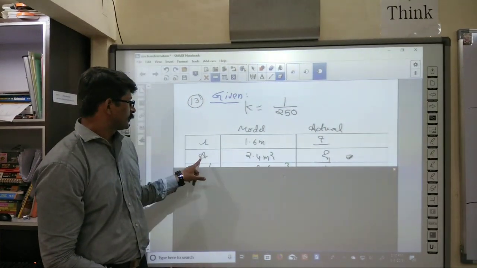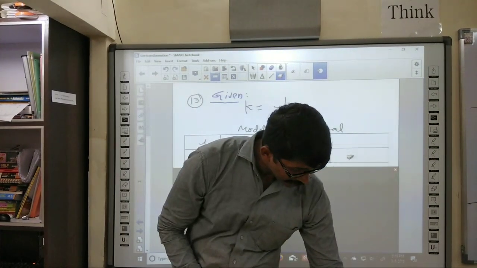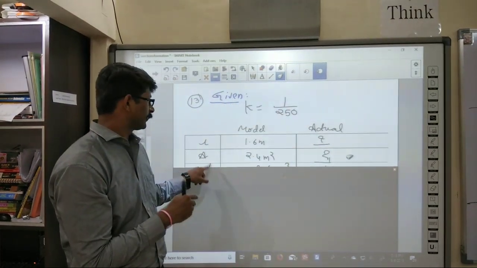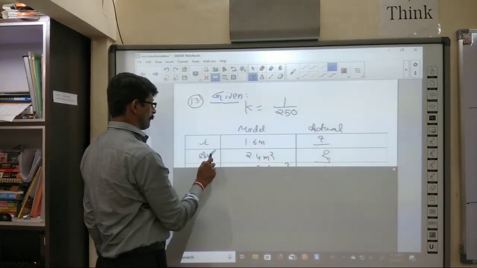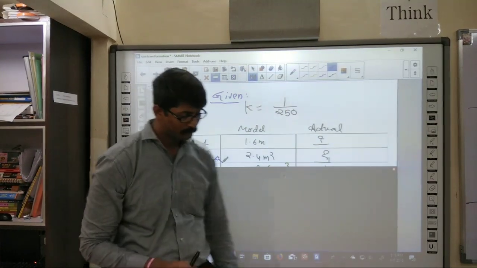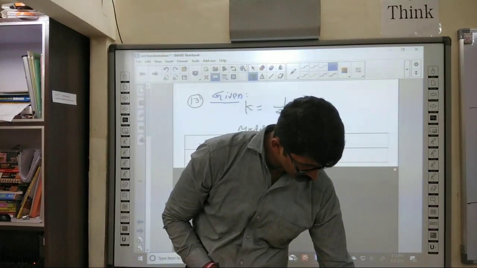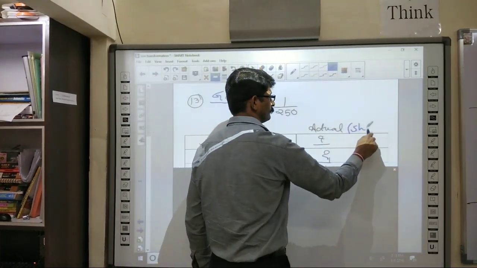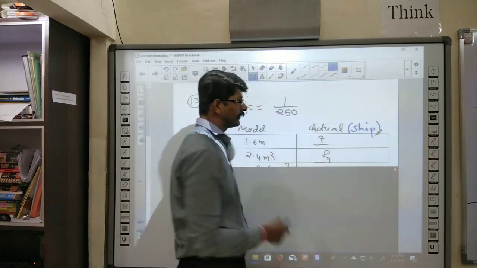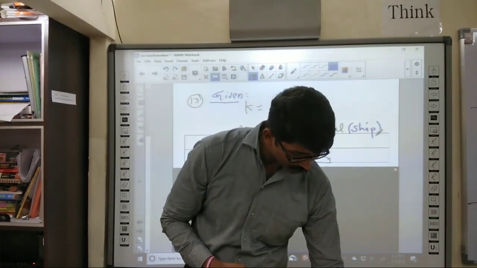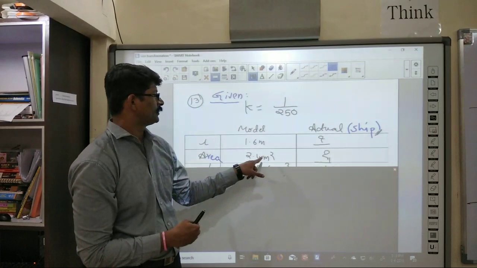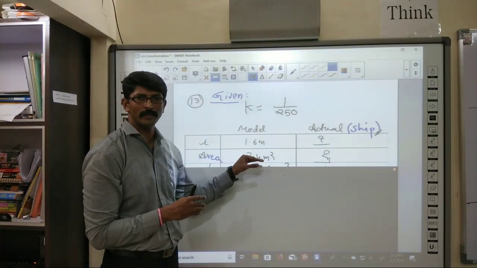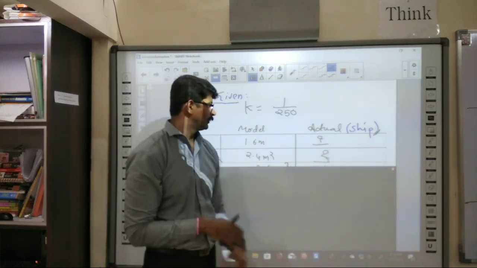So the next part of the question is, let's read, area of the deck of the shape. Since it's area, I have written over here A for area. Area of the shape we have to calculate, so I wrote area of the shape over here, actual shape over here. In case the area of the deck of the model is 2.4 meters square, that's the given thing. 2.4 meters square is the area of the model. So what is the actual area?